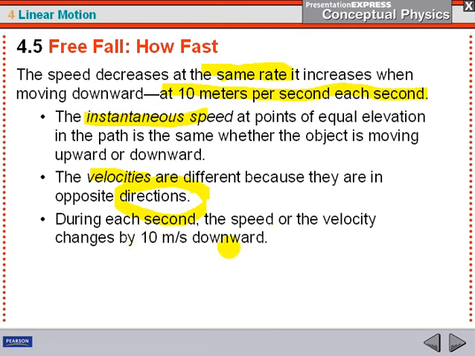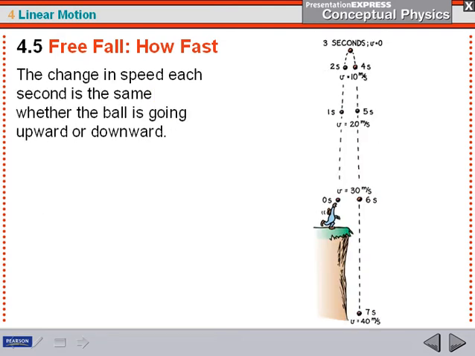And this just talks about the acceleration. The velocity changes by 10 meters per second downward, because gravity is always going downward. So it doesn't matter whether the ball is going up or going down. The acceleration is always in the downward direction. So let's look at this.